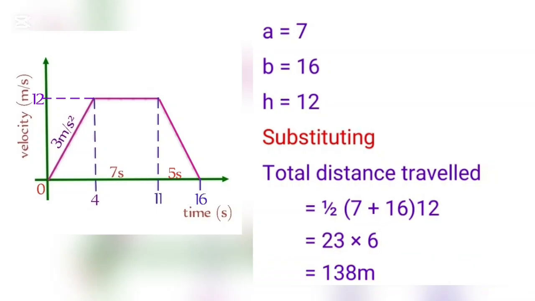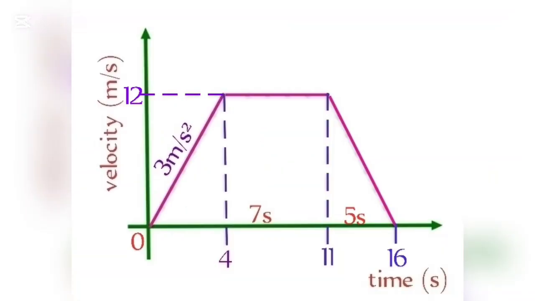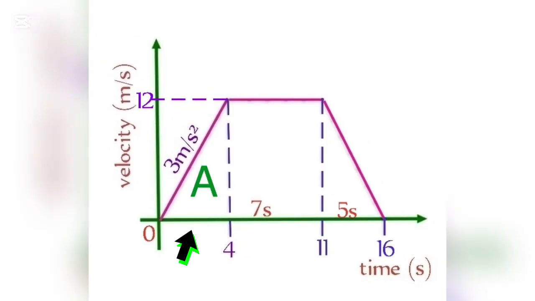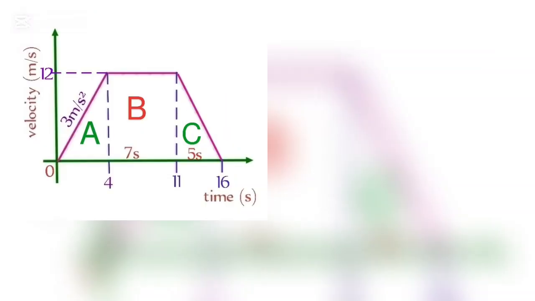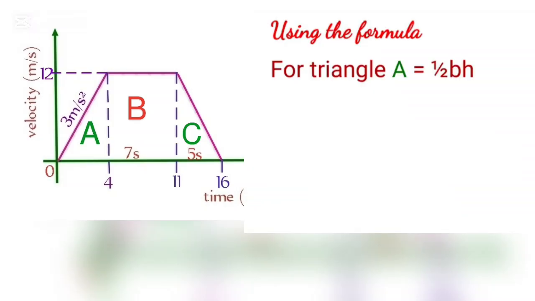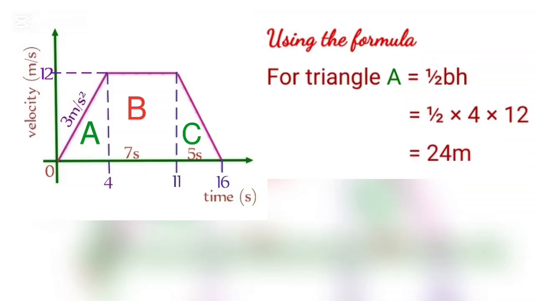The distance can also be calculated by calculating the areas of each shape: the triangles, this one, triangle A, and this one, triangle C, and the rectangle B. Then add the values of the areas of the different sections. Using the formula, for triangle A is equal to half base times height, which is equal to half times 4 times 12 equal to 24 meters.